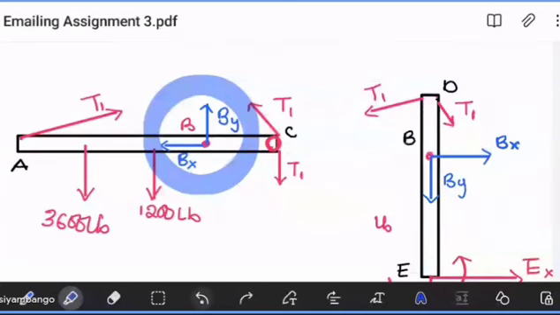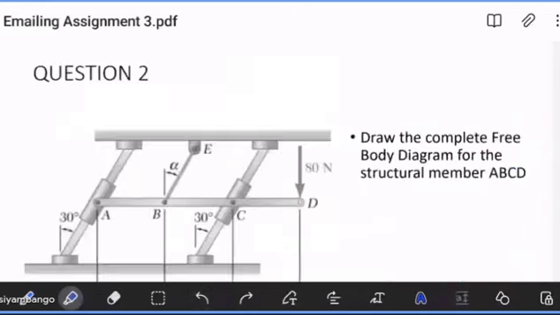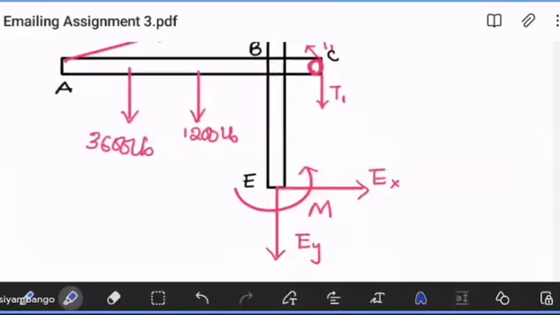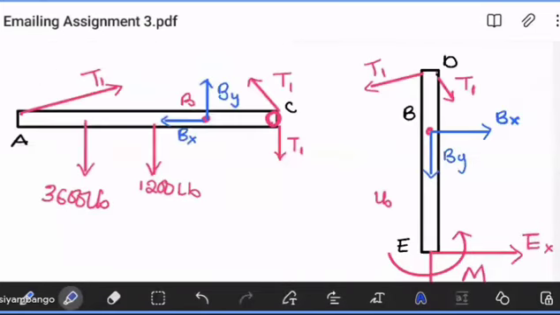Okay, so this is how we do this. And let's see, does this question continue? Now, the second part was drawing a free body diagram for DBE, which we have done. Okay, any questions up to here? Any reactions?